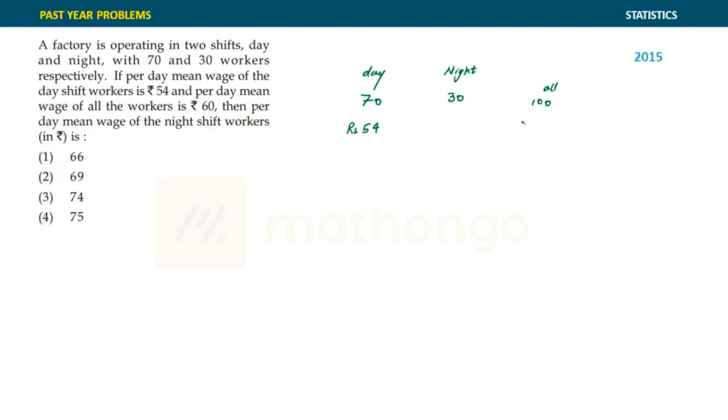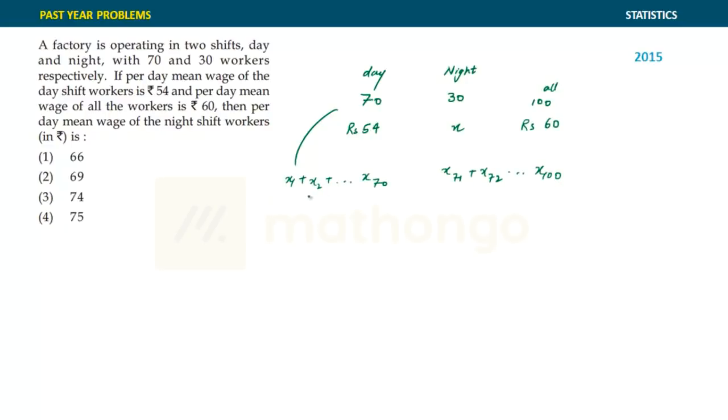And the average wage of all the workers is given to be 60 rupees. Then the per day mean wage of a night worker is, so you need to find this particular variable here. So how do you do this? Let's say there are 70 people, so x1 plus x2 up till x70 I take here, and somewhere down the line this is x71 and x72 up till x100, because there are 100 people, we know this fact.